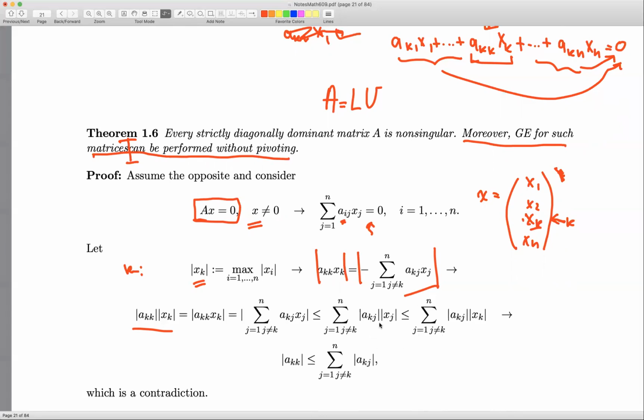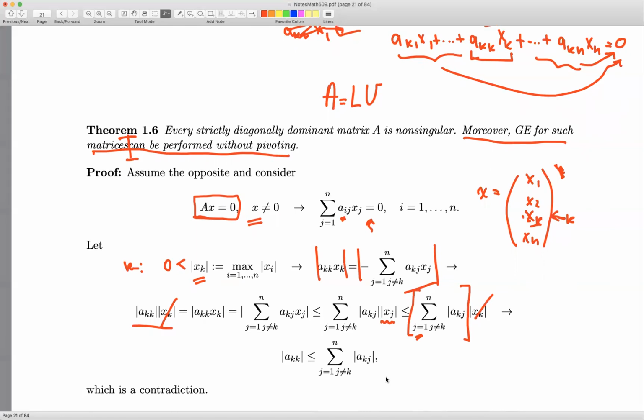So xk can get out of the sum because it does not depend on j. The sum is over j, so we pull xk outside of the sum, and then we divide both sides of the inequality by the absolute value of xk, which is strictly positive because, as I said, the vector is non-zero. And then we get that the absolute value of akk is less than or equal to the sum.